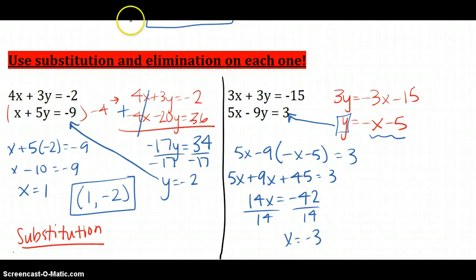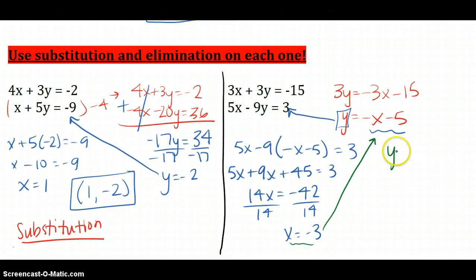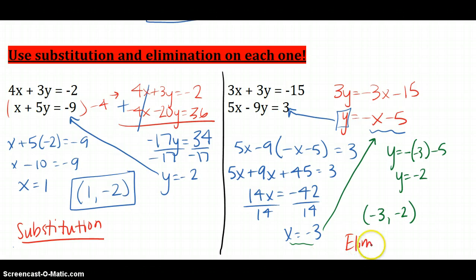So now, last step, you have x. Plug it in up here to find out what y is. So I plug in -3. So this is negative x, so it's negative times -3 minus 5. So y is, that becomes positive, so 3 minus 5 is -2. So my solution is -3, -2. So when we want you to use elimination, you'll know if you got the right answer if you get that answer.